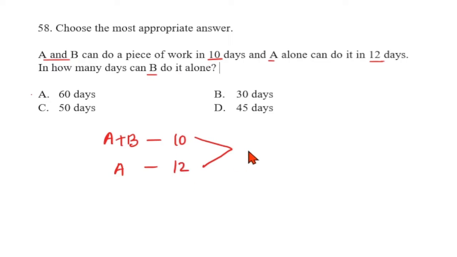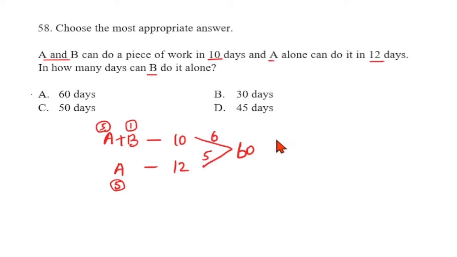LCM of 10 and 12 is 60. Now 10 goes 6 times in 60, 12 goes 5 times in 60. That means A's efficiency is 5 units, that is, A can finish 5 units of work in a day. If A's efficiency is 5 units, then B's efficiency is 1 because A plus B efficiency is 6 units.